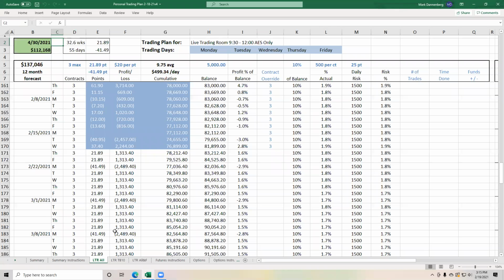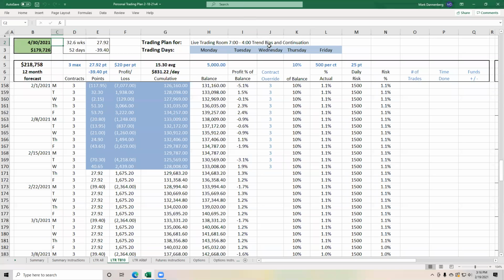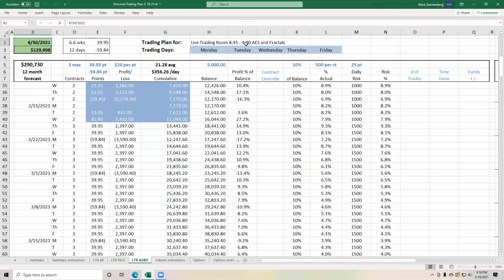The 3 categories are the live trading room all, which is the 9:30 to noon AES signals, and then of course the 7 to 4 trend bias and continuation, and then the 8:45 to end of the market day, all the adaptive entry system signals and fractals. So we didn't update it yesterday. We didn't update our plan yesterday.